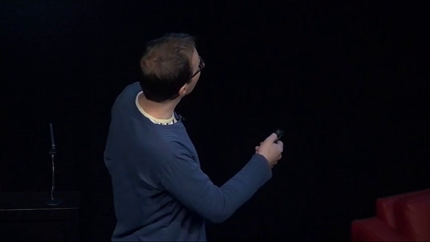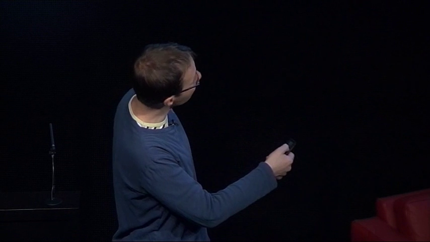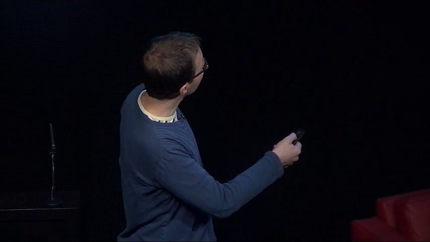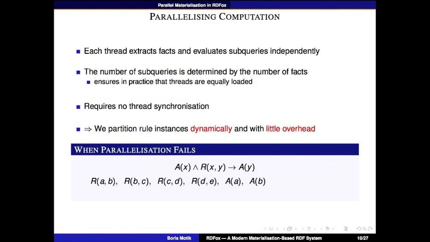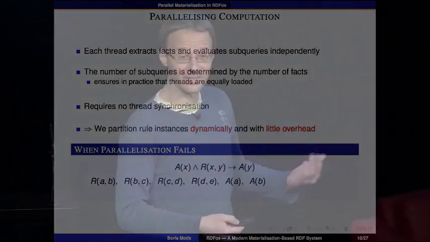And actually, here is an example where this algorithm completely fails. So you have, again, the same rule, but this encodes a line, basically. So now what you get is, you will extract A of A, shove it in there, you will get A of B, and now you process that fact to get A of C, and there is nothing that the other threads can do, essentially. But this is a very pathological example.